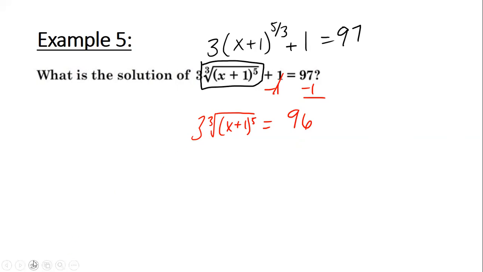Now what needs to go? The 3. So I'm going to divide both sides by 3. And we're left with the cube root of x plus 1 to the 5th equals 32.